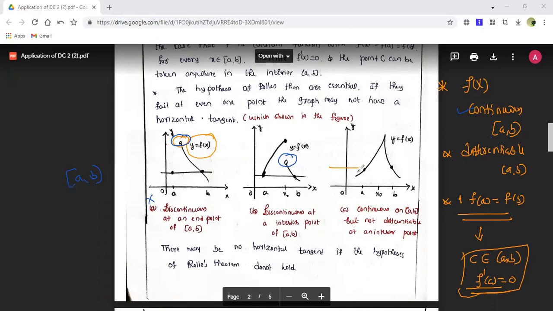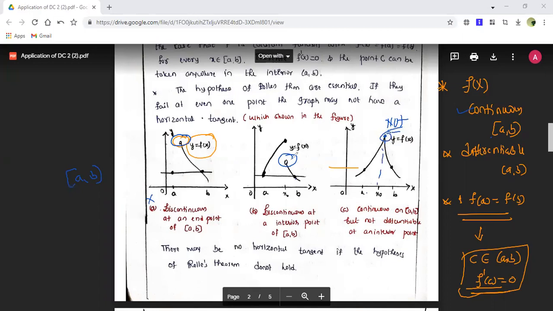Again, you can see the third one, where the given function is continuous but has a sharp point. Sharp points mean we will not get a tangent. In other words, the given function is not differentiable in the interior of ab. At x naught, the given function is not differentiable because of the sharp corner.